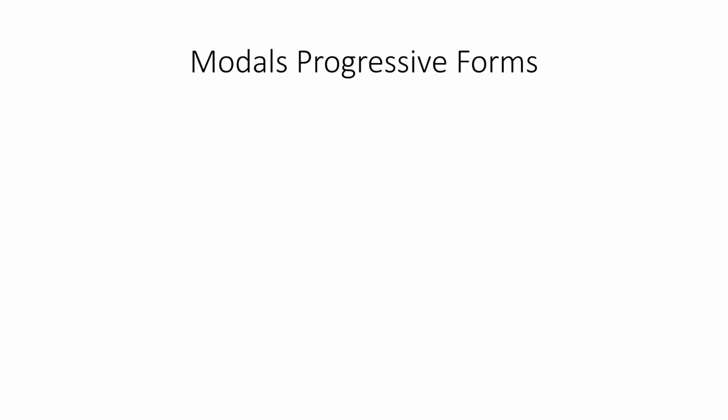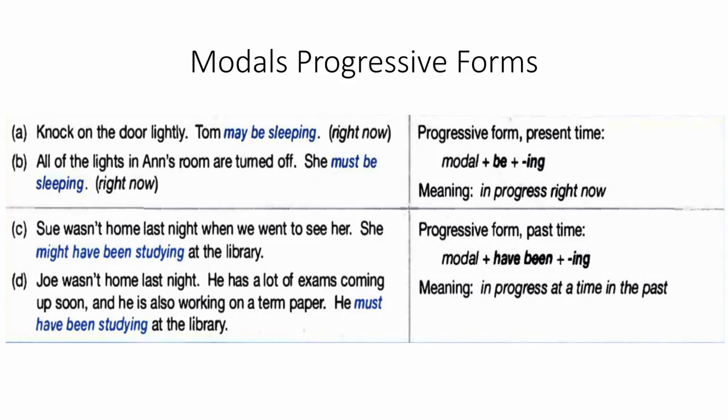Okay, the next chart will talk about using progressive forms. Is it possible to use modals in a progressive form? Let's say something that takes time. The answer is yes, we can use modals in progressive forms. Example we have here: knock on the door lightly. Tom may be sleeping right now. So at this moment, there is the possibility that Tom is sleeping, and we can use the modal may be sleeping.